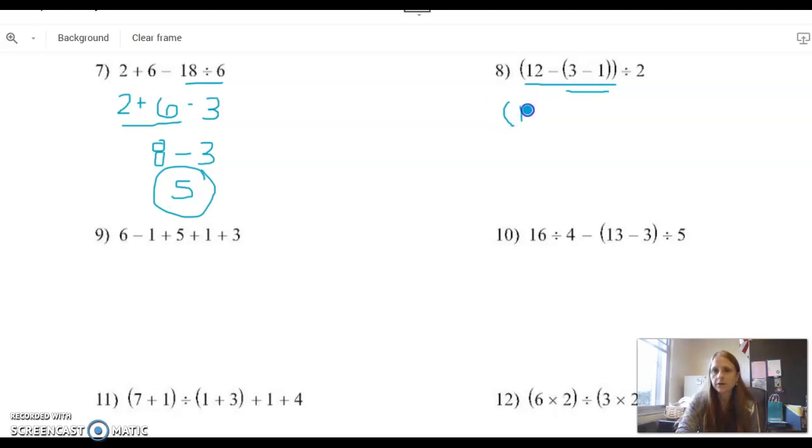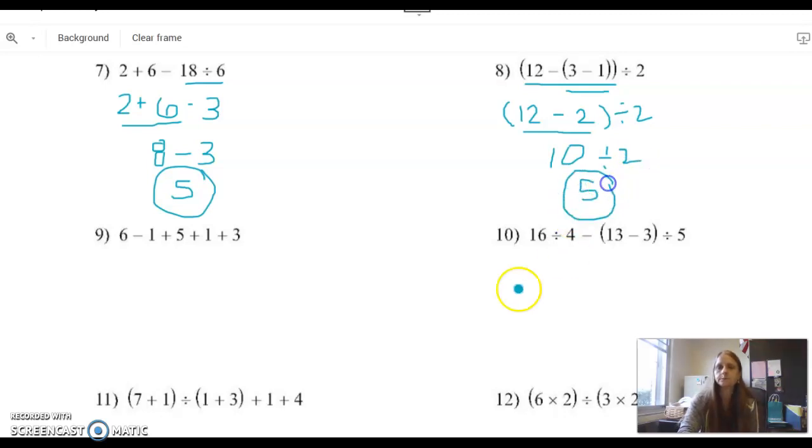So we still have our parentheses. 12 minus 3 minus 1 would be 2. We still have our one set of parentheses then, so still divided by 2. So now we'd go to the second set of parentheses. So 12 minus 2 is 10, still divided by 2. And then 10 divided by 2 gives you your final answer of 5.